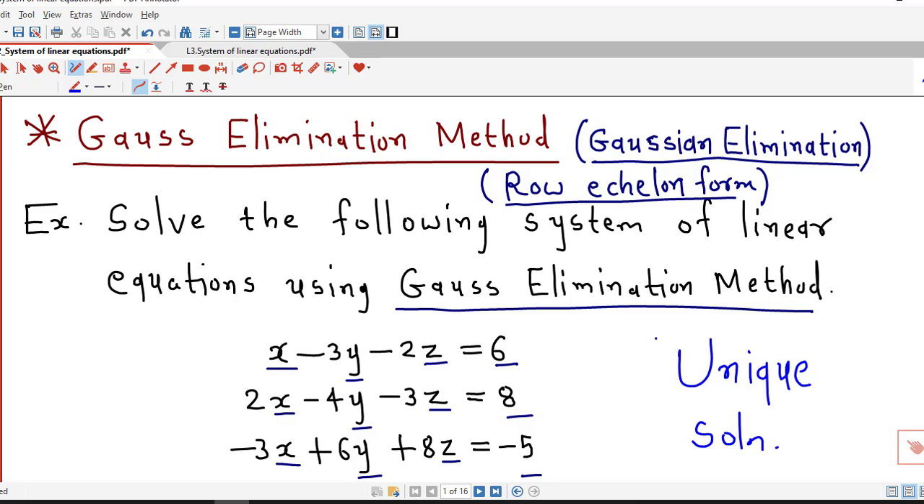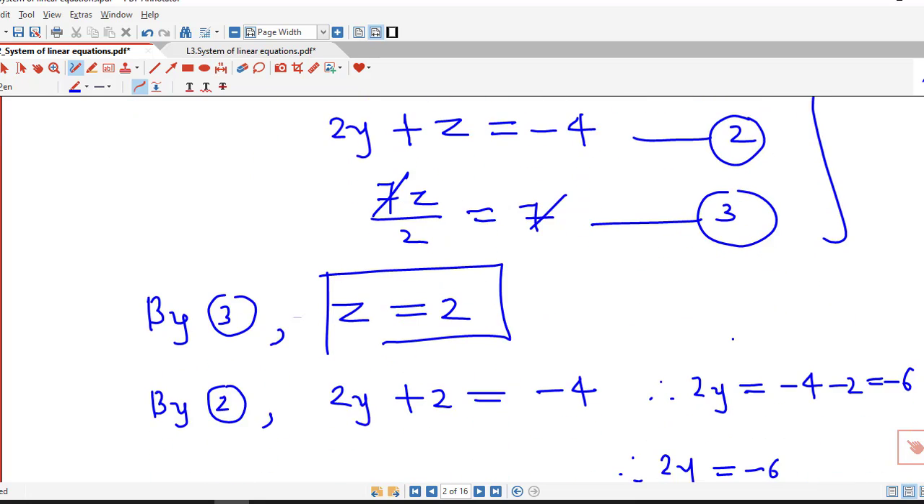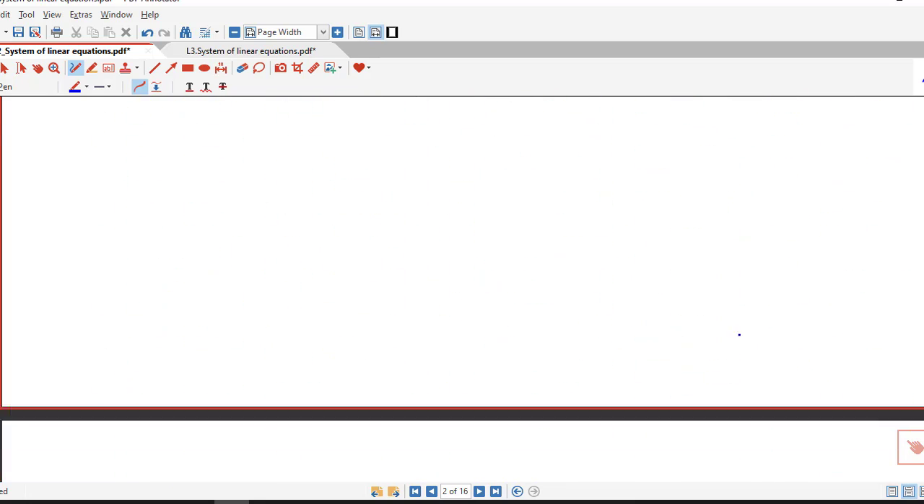For every system there are only 3 possibilities. Either system has unique solution or no solution or infinite number of solutions. So in this case we are able to find out exactly one value for each variable, therefore solution is unique. We take one more example.